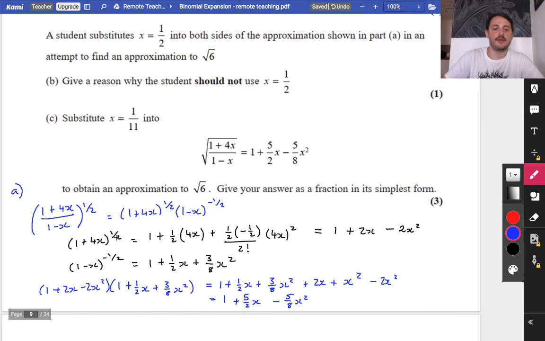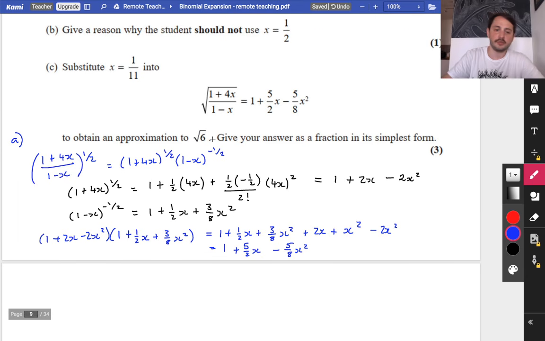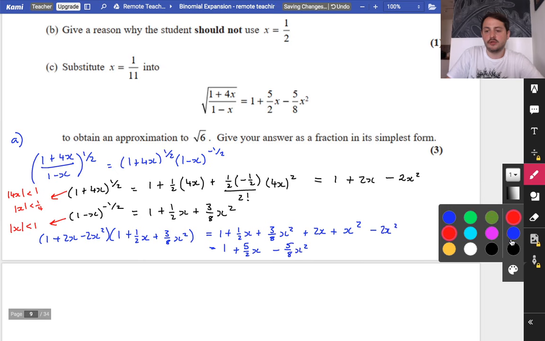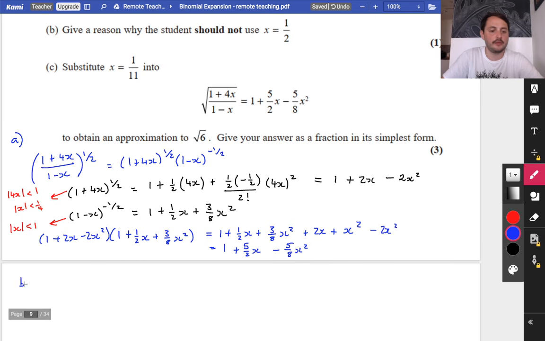Okay, well, maybe we should try and figure out when this thing is actually valid, okay? This one here is only valid if the 4x is less than 1. In other words, if x is less than a quarter. This one here is only valid if this thing, which is minus x, I'm just going to write it as x, is less than 1. So because our student has used a half, what is the issue?